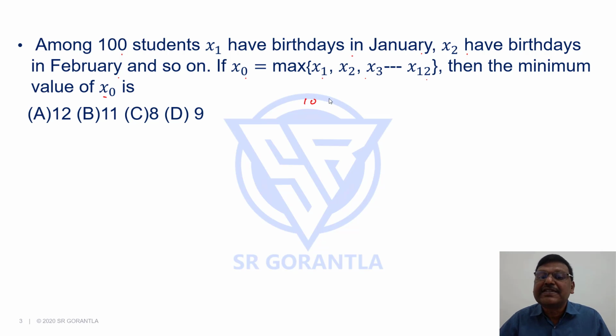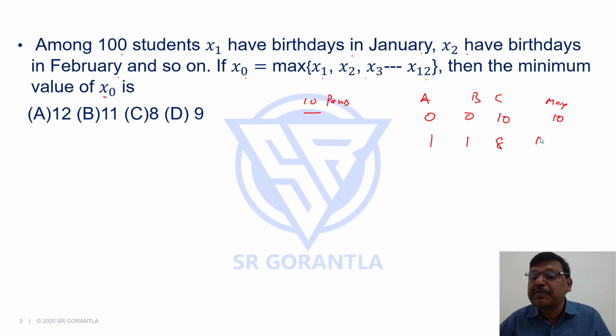Suppose I have 10 pens, and I am distributing them to, say, A, B and C. What is the maximum anyone can receive? You may say probably I'll give all 10 pens to one person, no pens to the other people. But if you say at least everyone should be given one pen, then I'll give one to A and B, and I'll give C 8, so the maximum is 8.